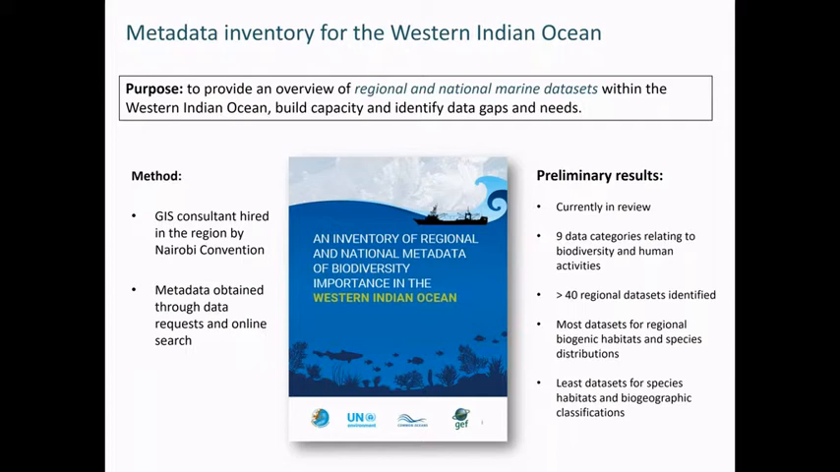Most data sets were found in the categories of regional biogenic habitats, such as coral reefs and mangroves. Preliminary data gaps were identified in species habitats and biogeographic classifications, where only very few data sets were actually identified.